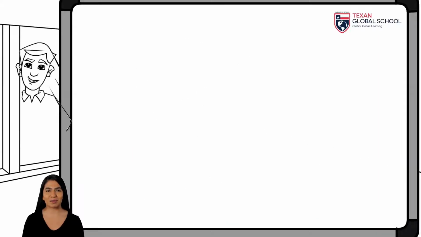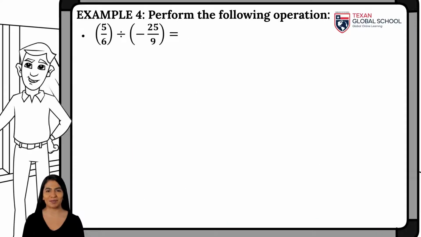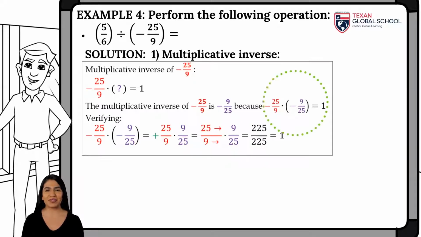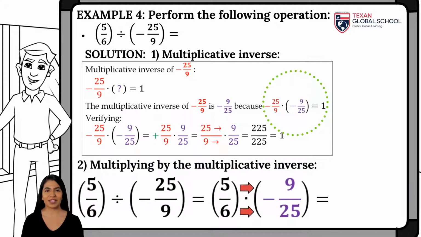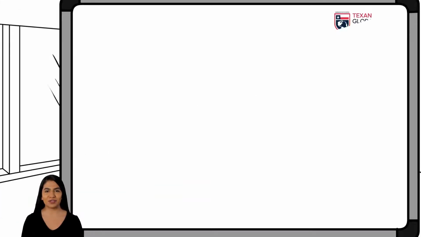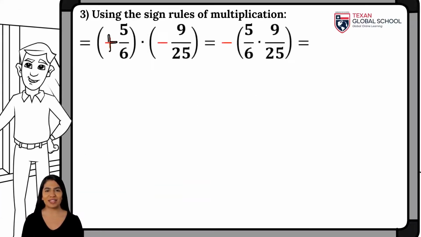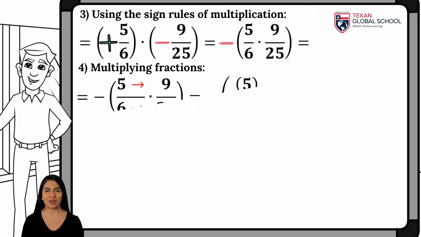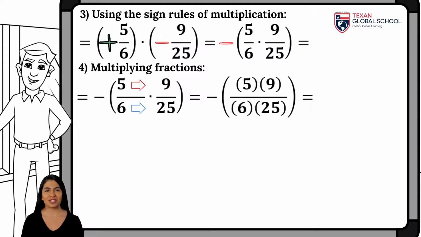In this following example, we will divide 5/6 by -25/9. Likewise, we will obtain the multiplicative inverse of -25/9, which is -9/25, because if we multiply them, the result is the neutral element of multiplication, 1. Once the multiplicative inverse is obtained, we multiply 5/6 by -9/25. We multiply the signs first. Positive times negative equals negative. We then multiply numerator with numerator and denominator with denominator.